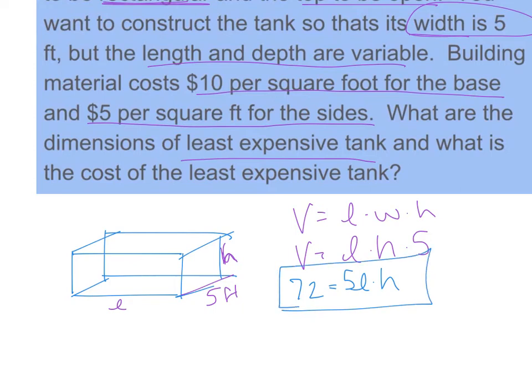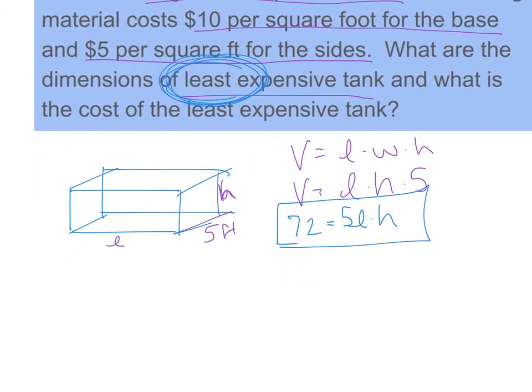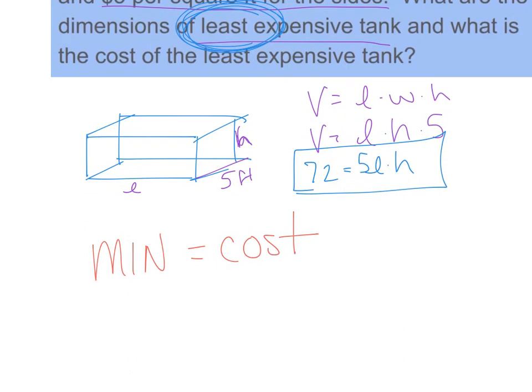Now I need to minimize or maximize something. It says least expensive, so I know I'm going to write a min equation. And what am I going to minimize? Well, if it says expensive, then basically my goal is to minimize the cost. Now, how do you go about doing that? Well, they were charging a certain amount for each side. So we need to think about our surface area.